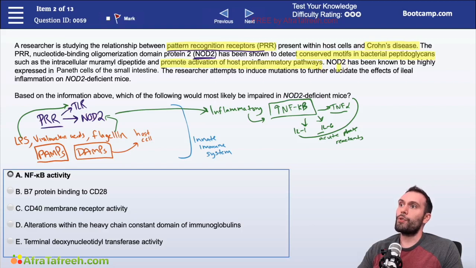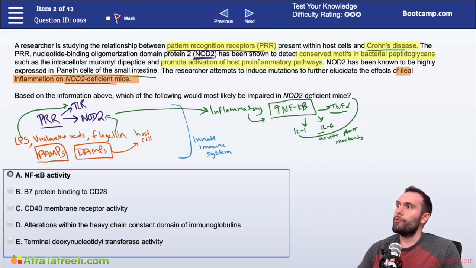Okay, that's very important. So NOD2 has been known to be highly expressed in the Paneth cells of the intestine. That might have something to do with the fact that they're looking at this relationship in Crohn's disease, right? The researcher attempts to induce mutations to further elucidate the effects of ileal inflammation on NOD2 deficient mice. So we want to see the effects of inflammation on NOD2 deficient mice. Key word here is deficient, right? So these mice do not have this, presumably, this gene that codes for this NOD2 receptor, right?